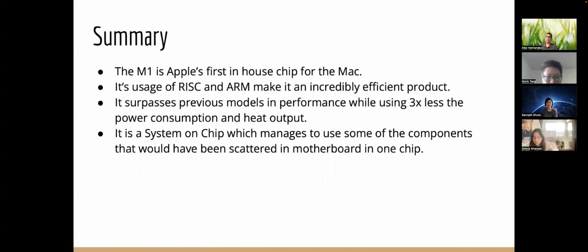And we learned that the M1 is a system on a chip, which manages to use some of the components that would have been scattered all over the motherboard, and it's right on the chip. And as Grecia said earlier, the short distance between everything means that it's much more efficient.